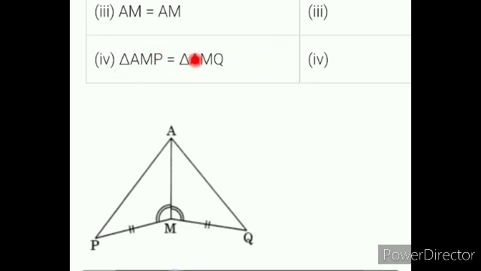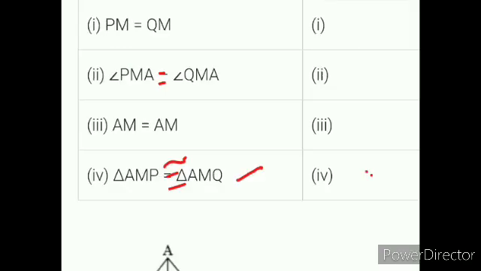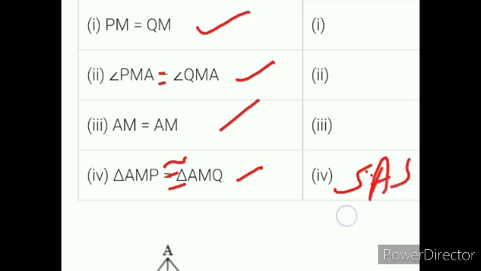Now, the fourth point: triangle AMP is congruent to triangle AMQ. What reason will you write? You should write according to which criterion. Here it is side, angle, side, so the SAS criterion is the reason. Based on this, these two triangles are congruent, because all the conditions are given.